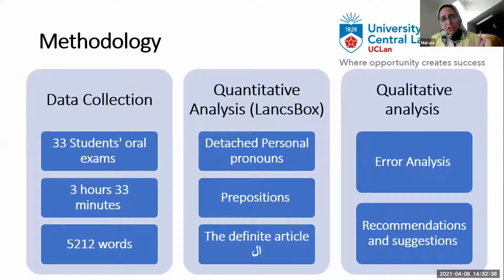We decided, after initial analysis of the data, to focus only on 3 aspects in order to be more specific. The 3 aspects were detached personal pronouns, prepositions, and the use of the definite article al by the students. We decided on these specific errors after an initial analysis of the data while transcribing. We noticed that these are the most common mistakes. After conducting quantitative analysis of these data, we moved on to qualitative analysis of the same corpus using the error analysis theory, and we will end our presentation with some recommendations and suggestions.